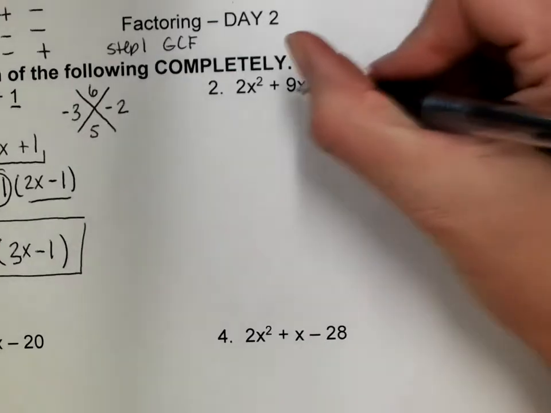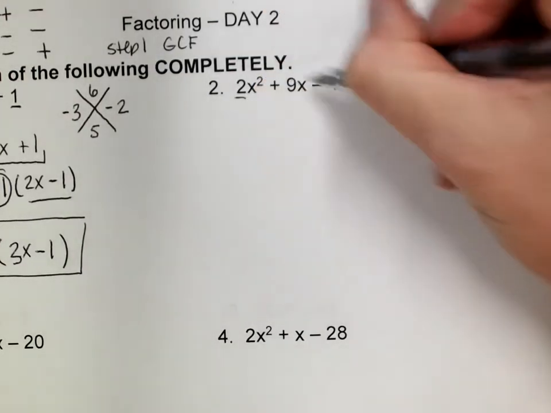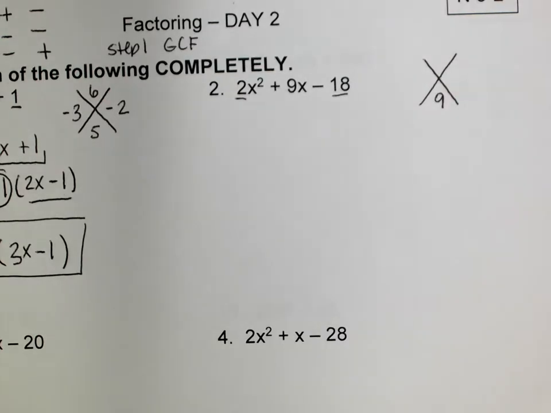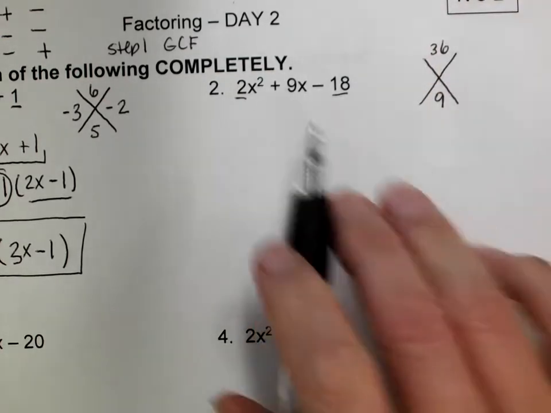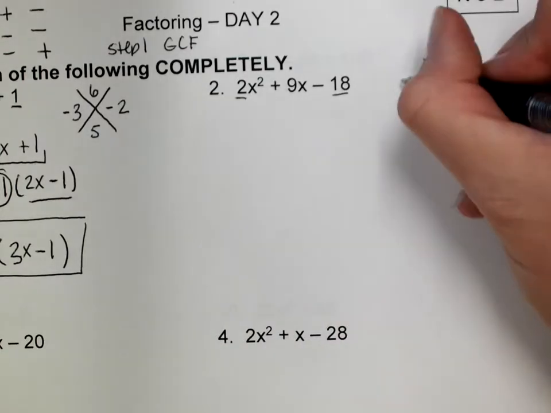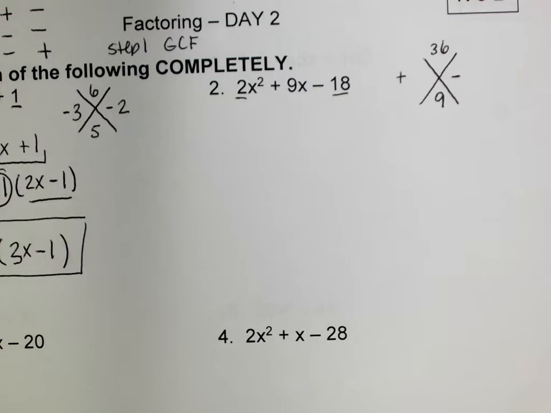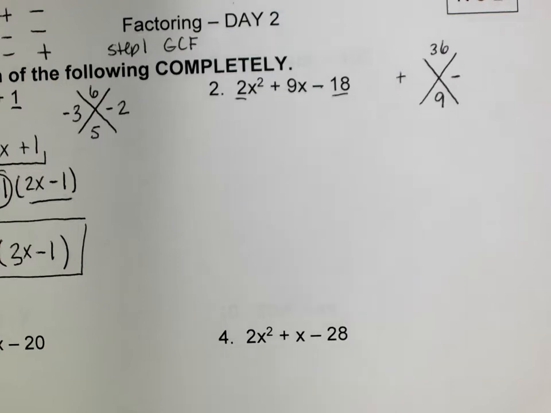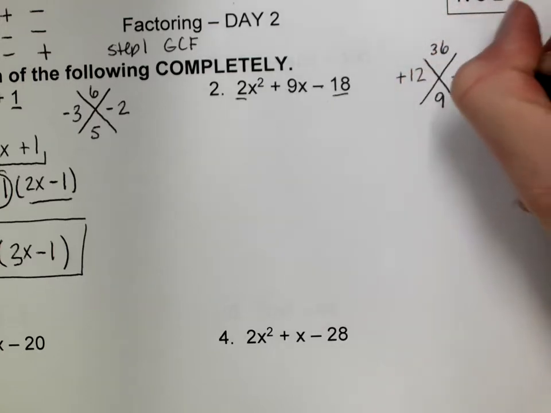So remember, the middle term goes on the bottom. What you get when you multiply the first and the last together goes on top. So that's a 36. Since this is a plus minus, then I know my signs are going to be a positive and a negative. And then I'm looking for factors of 36 that subtract to be 9. So what multiplies to be 36 and subtracts to be 9? How about 12 and 3? So 12 goes here, 3 goes here.